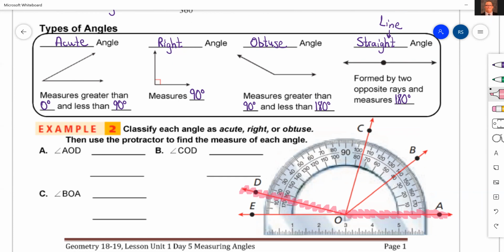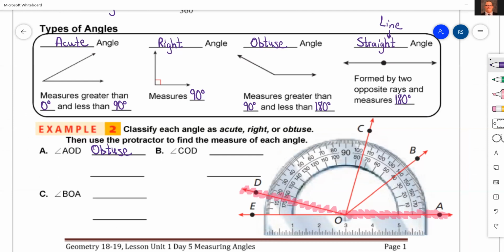Okay, so I guess we can classify it first by looking at it. What kind of angle does it look like? And we can use our pictures up above. Yeah, it looks like an obtuse angle. Obtuse. So now it comes time to measure. Well, the A is down here at the bottom. So the measuring is going to take place at wherever D crosses. So kind of somewhere in here.